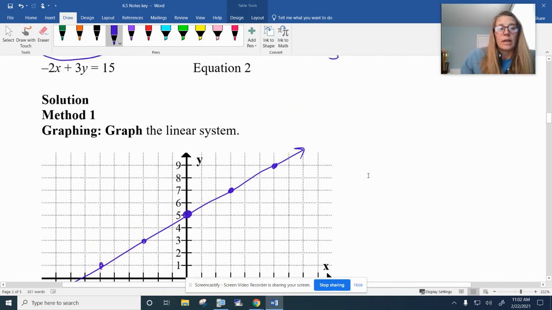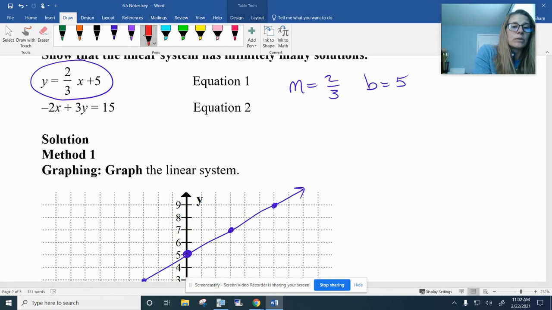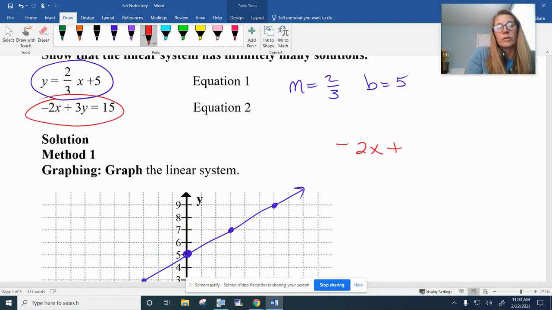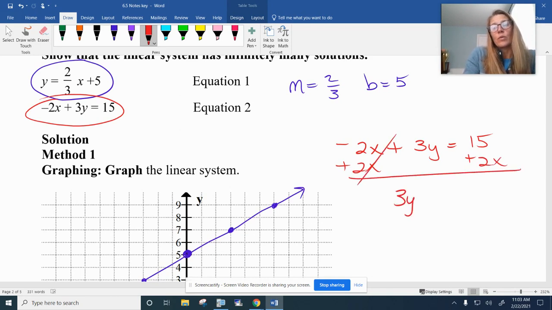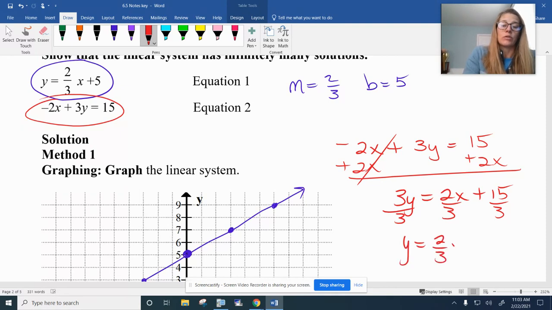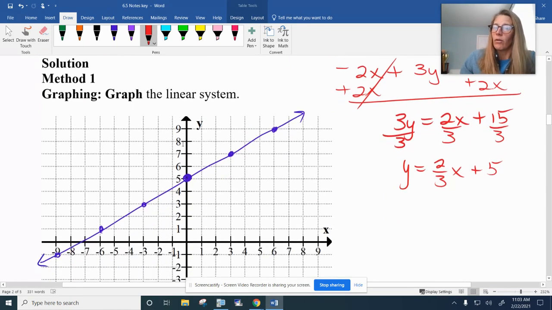So now I'm going to go to the next equation, but this one is not set up in slope-intercept form, so I'm going to do that first. So I'm going to add my 2x over to the other side. 3y equals 2x plus 15. Dividing everything by 3, y equals 2/3 x plus 5. Now notice that's the exact same equation that we had already for the other one.